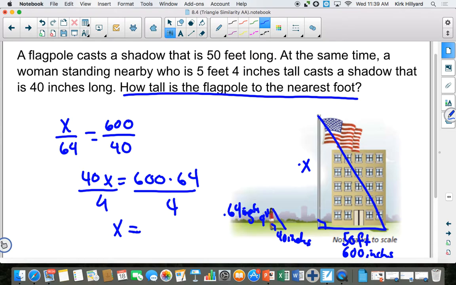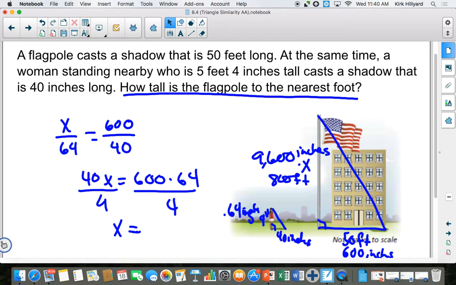I'm not sure, let me just do that real quick on my calculator, so I'm sure we get everything. 600 times 64 divided by 4, so 9,600 inches. And then I'm going to change that to feet, so I'm going to divide that by 12 inches. So 800 feet is the height of the flagpole. That's how you would set that up and solve it.